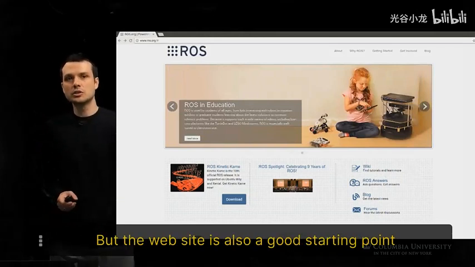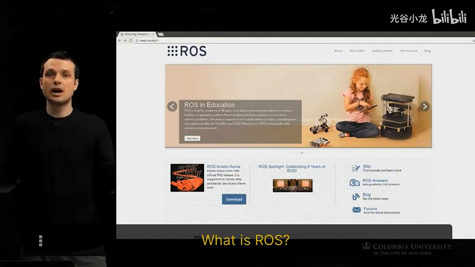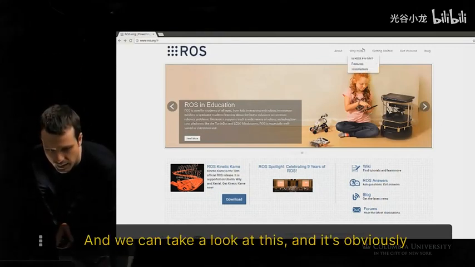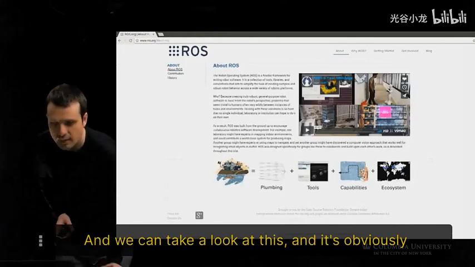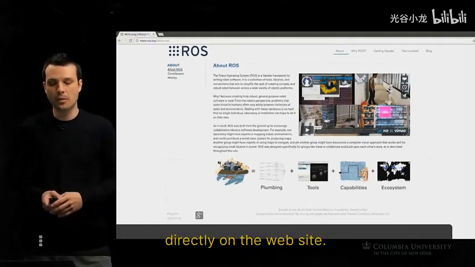But the website is also a good starting point for a very important question. What is ROS? What actually do we have there? We can take a look at this, and it's obviously an important enough question that they attempt to answer it directly on the website.